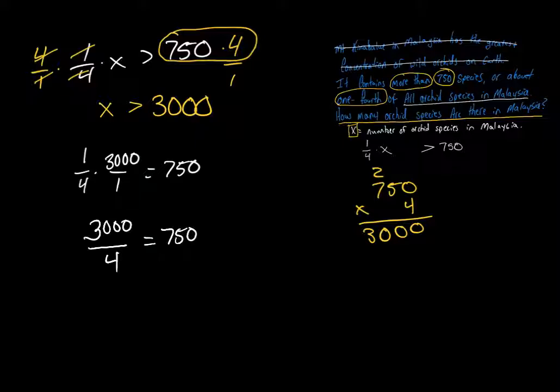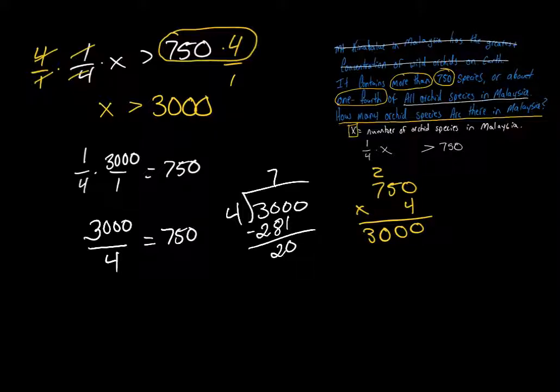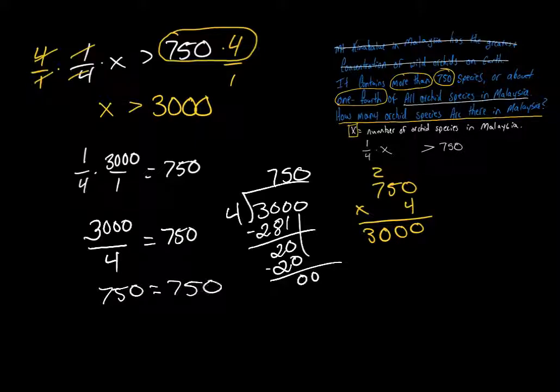Now you just need to do a good old-fashioned division problem. 3,000 divided by 4. 4 goes into 30 7 times. 7 times 4 is 28. Subtract that. You have 2. Bring down your 0. 4 goes into 20 5 times. 5 times 4 is 20. Subtract that, you get 0. Again, 4 goes into 0 0 times, look at that. 750 equals 750.